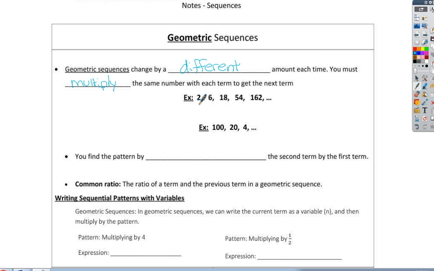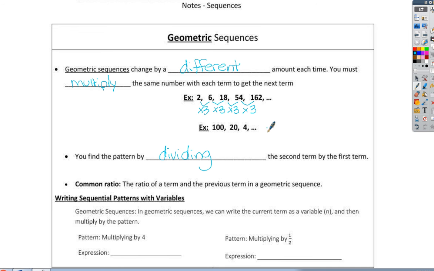When your numbers are getting larger from left to right, you can find the pattern by dividing the second term by the first term. So 6 divided by 2 would get you 3. So 2 times 3 will get us to 6. 6 times 3 would get us to 18. 18 times 3 would get us to 54, and 54 times 3 would get us to 162.